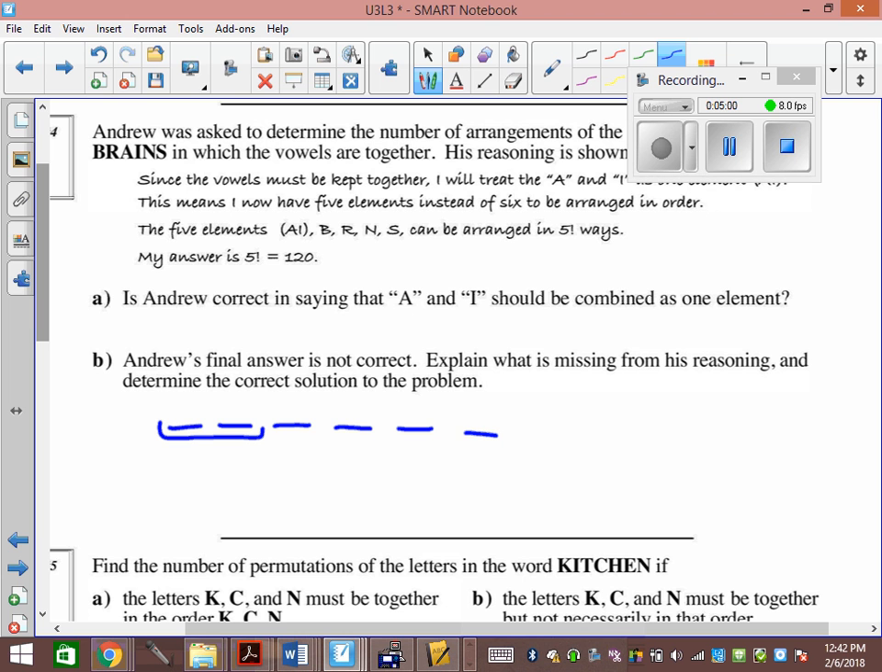Now, did it say A then I in that order? It just says vowels together, right? So for the first blank, what options do I have? Two, because I have A or I. Now, because it's a word, I assume no repetition. I'm going to circle the I, and now I have A. So I have one. We agree? How many letters left? Four, then three, then two, then one. This would be correct if I said the vowels need to be together at the front. Does it say that though? No, it just says they need to be together. So let's think of it this way.